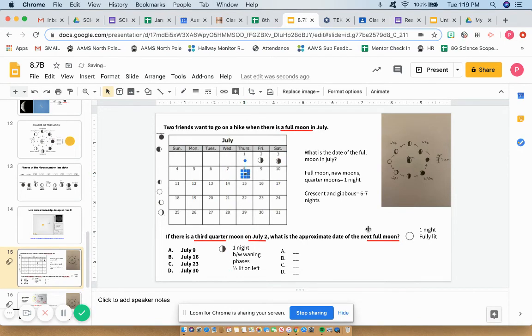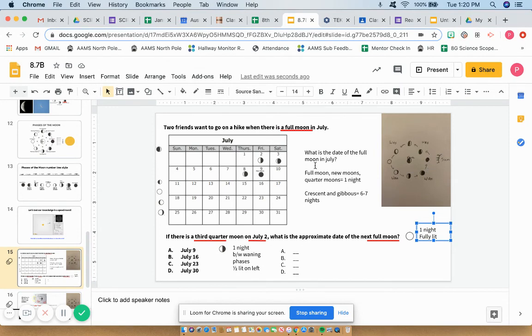What is the phase after our waning crescent? That light is going away. It's fully dark. Yes, Jaylene, it is a new moon. So we're going to place our new moon. And we can check ourselves and see that the new moon is happening about a week after the last quarter. And that is correct.